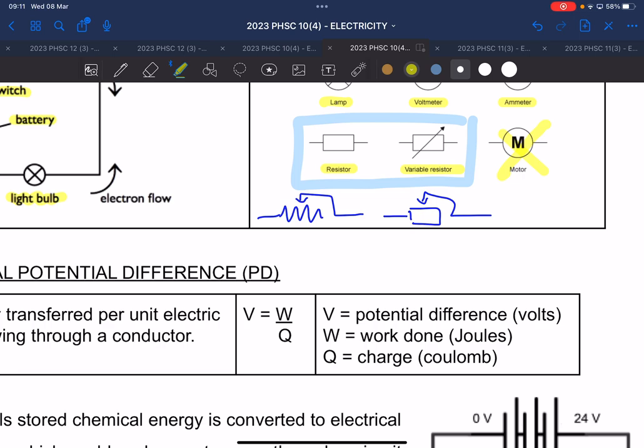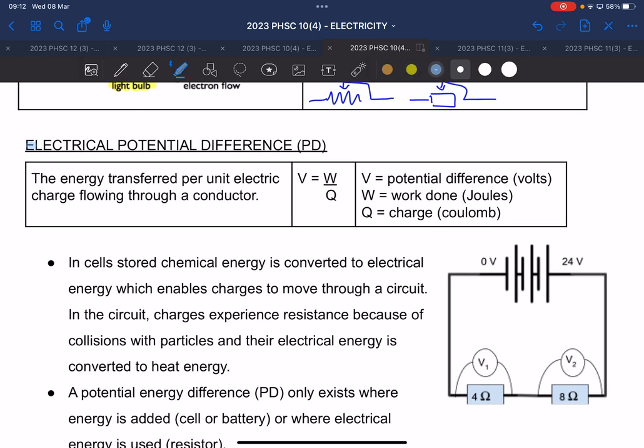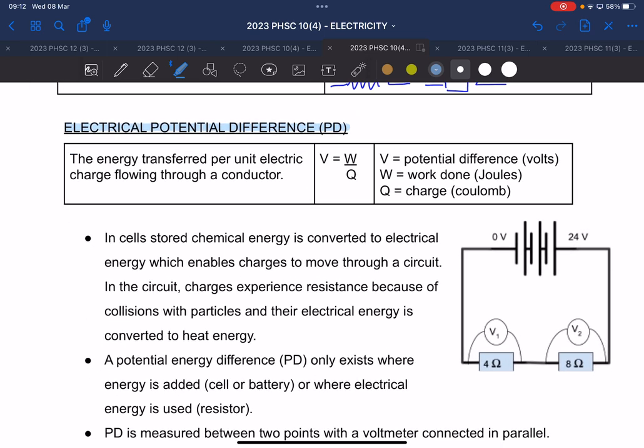Right, then the next concept is electrical potential difference. Definition: something in a block is a definition. What is that? It is the energy transferred. Then there's the word per. What did I say about the word per? It means divide. The energy transferred per unit electric charge flowing through a circuit.